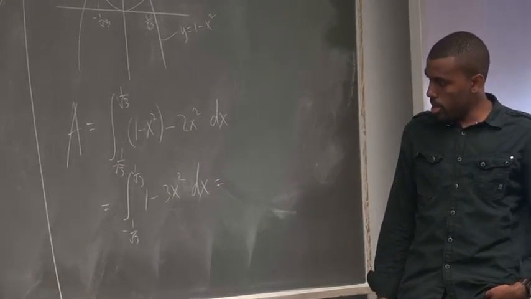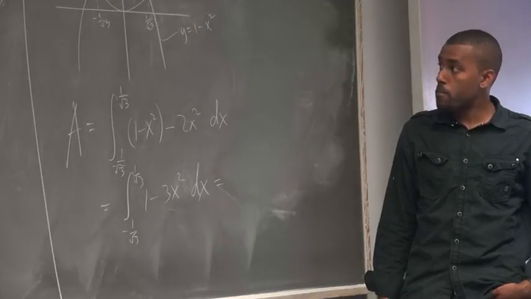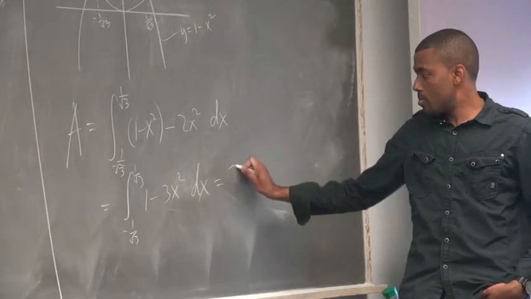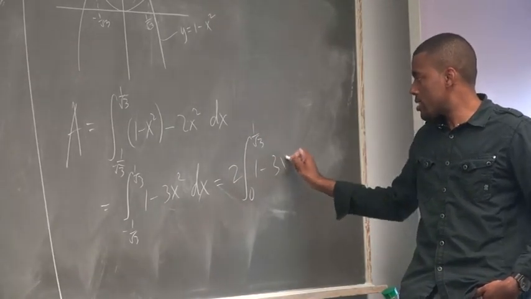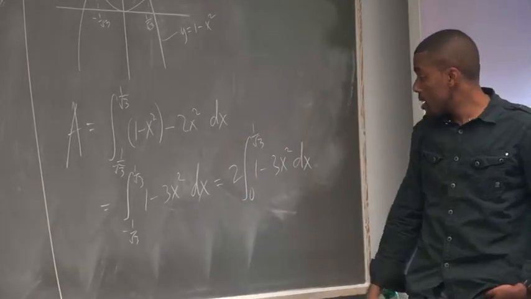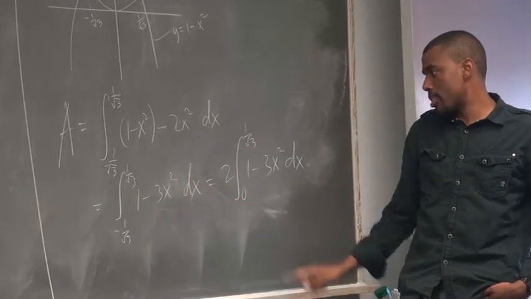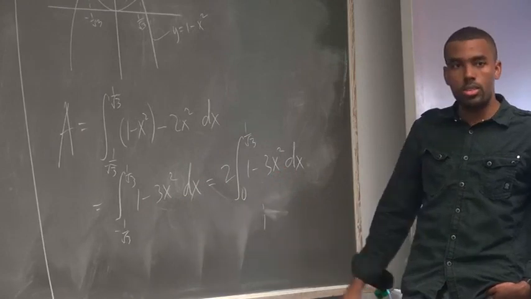Is there something I can do to make my life a little easier? Yes, because the area is symmetric with respect to the y-axis, you can just do twice the integral from 0 to 1 over root 3. That is correct. That'll give me the same answer because we have symmetry, and so I don't have to plug in both plus and minus 1 over radical 3. I can just plug in 0 for 1, which is a lot easier to work with. And I assume you guys can do the rest of that.